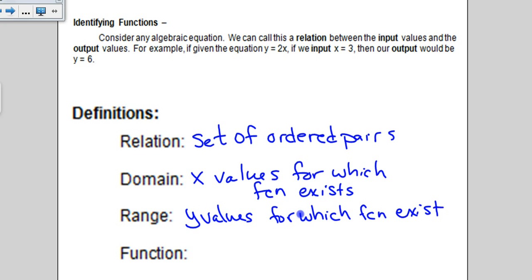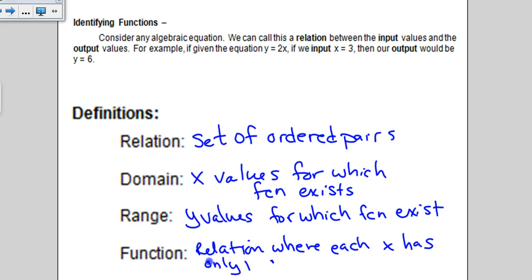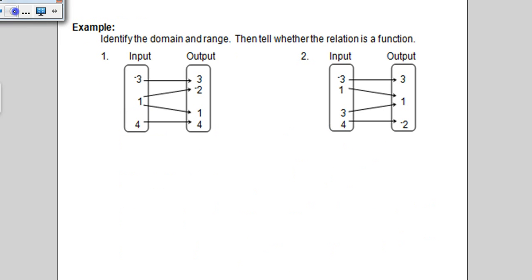And then a function is a relation where every x only has one corresponding y. So it's a set of points, which is a relation, where each x has only one corresponding y. So every x can only be paired up with one y term. So let's look at the first two examples. We're going to identify the domain and the range and then tell whether or not these relations are functions.